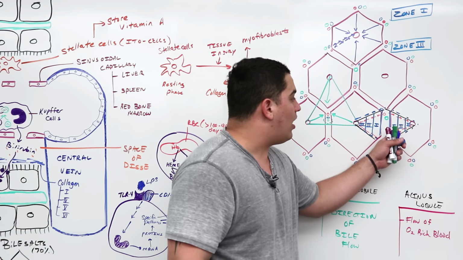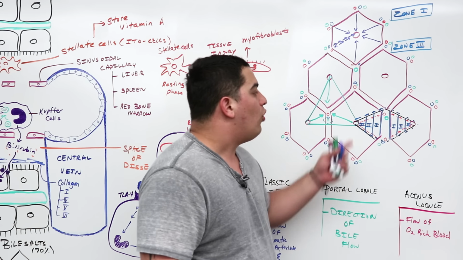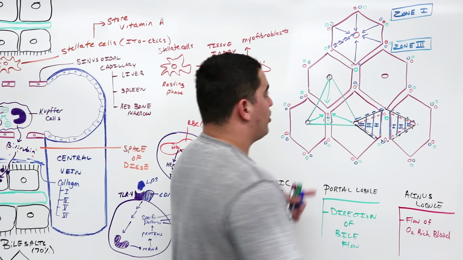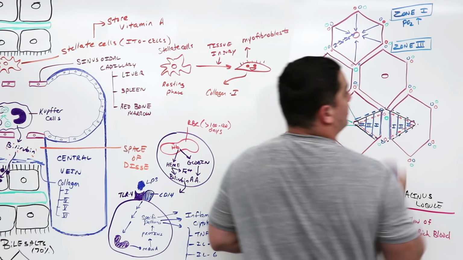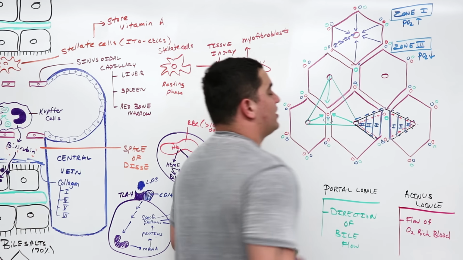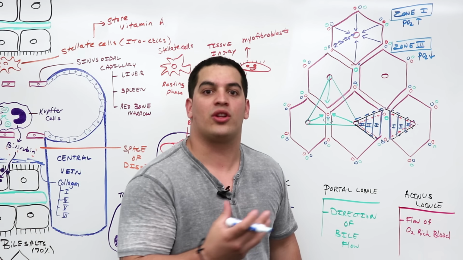By the time the blood gets from the actual portal triad all the way towards the central vein, what do you expect the partial pressure of oxygen to be at that point? Lower. So the partial pressure of oxygen in zone 1, we expect to be the highest. And the partial pressure of oxygen in zone 3, we expect to be the lowest. So why is that important? Zone 1 is going to be the most resistant to any type of circulatory compromise.